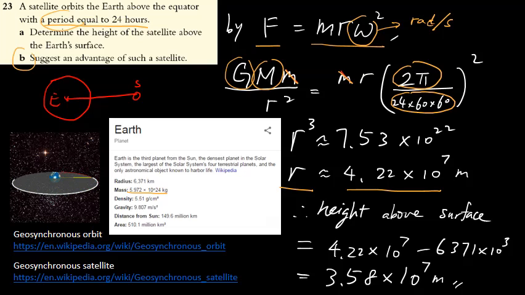The question, in fact, is asking you the height of the satellite above the surface. So in fact, you should subtract the radius of the Earth. In that case, you can also refer to Wikipedia. You find out that is the radius of the Earth, and at last you can calculate the height above the surface.